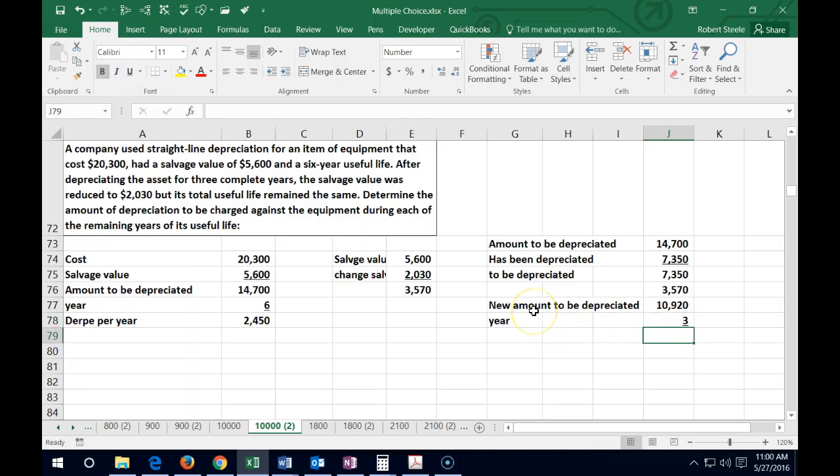And that means for the next 3 years, we're going to have to take this 10,920 divided by the 3, and that'll give us the 3,640. So we need to go forward with 3,640 per year, and that will account for this change in our estimate to the salvage value, but it accounts for it going forward in terms of the time in which we decided the estimate needed to be made.